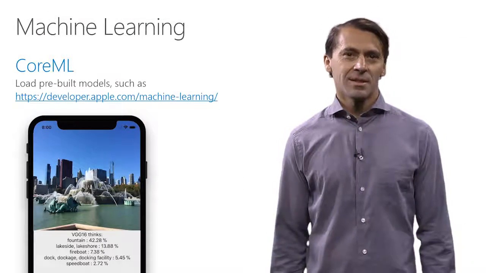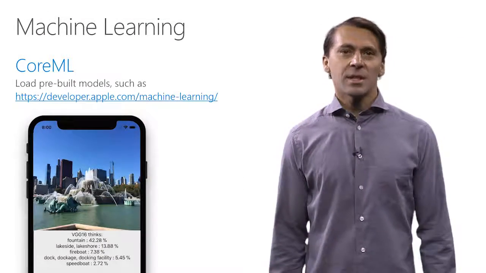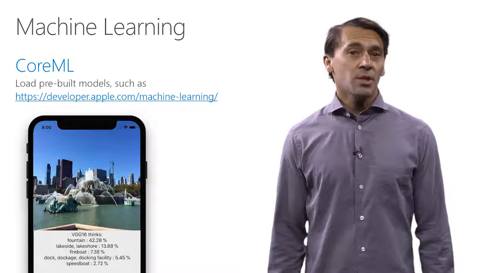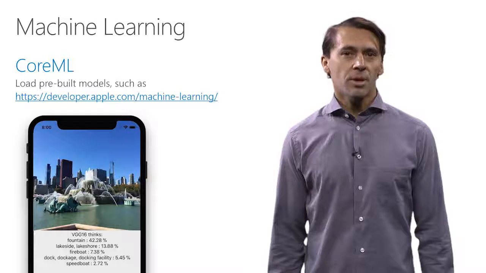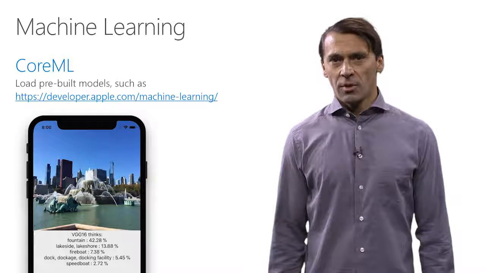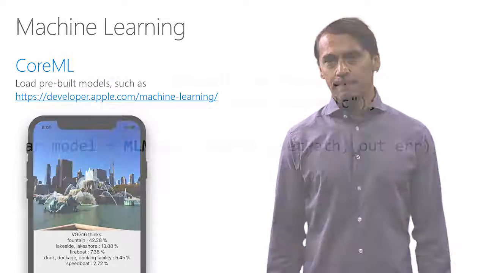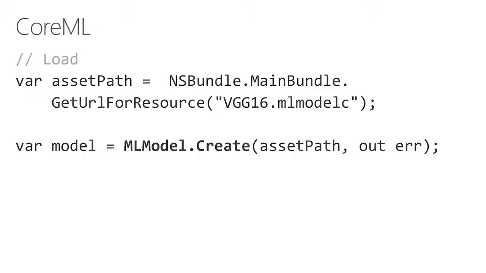CoreML is next on the list. CoreML lets iOS apps take advantage of pre-built machine learning models right on the device. To incorporate machine learning into your app, first find a model to use, such as those provided by Apple. Then you can compile it into your app, load the model at runtime, and get results almost instantaneously. The code required is minimal.